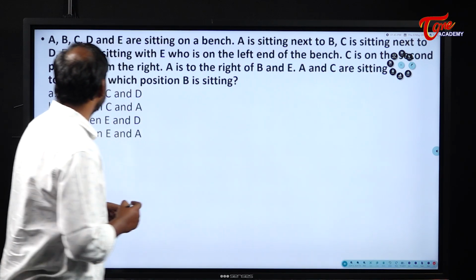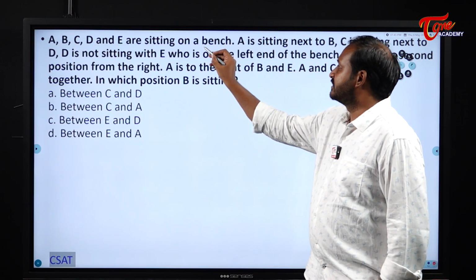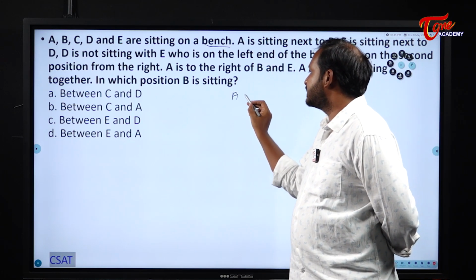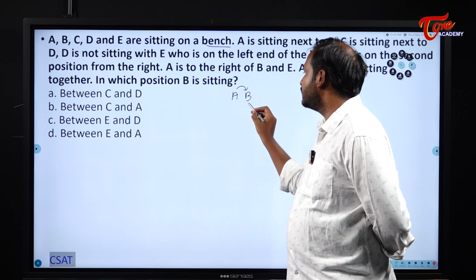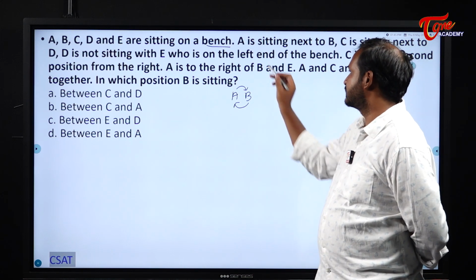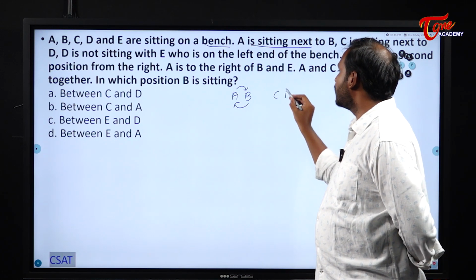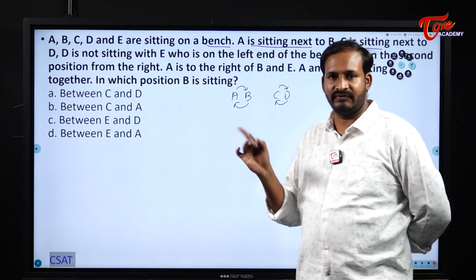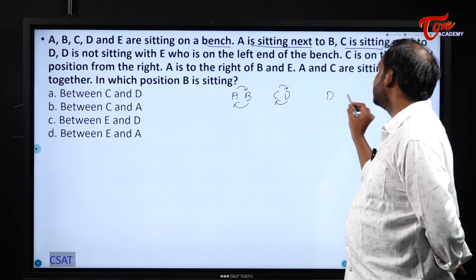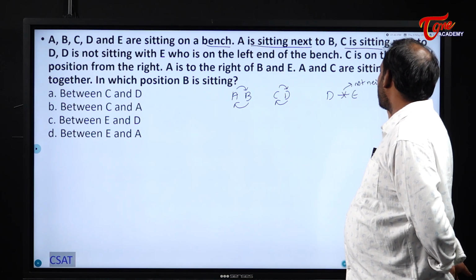Now see the first question. A, B, C, D and E are sitting on a bench. A is sitting next to B. That means A may be placed to the left or right, so A and B are neighbors. Next, C is sitting next to D, so C and D are neighbors; they may be to the left or right, and can be exchanged. Next, D is not sitting with E, so D and E are not neighbors.